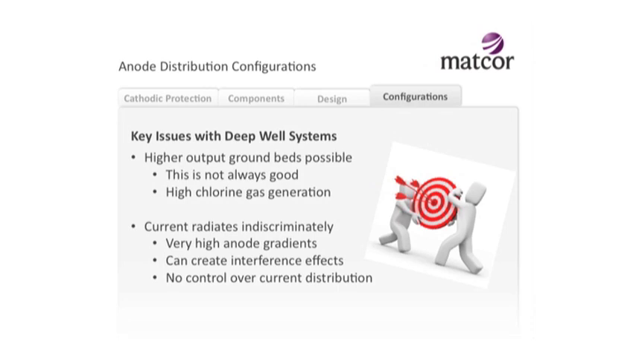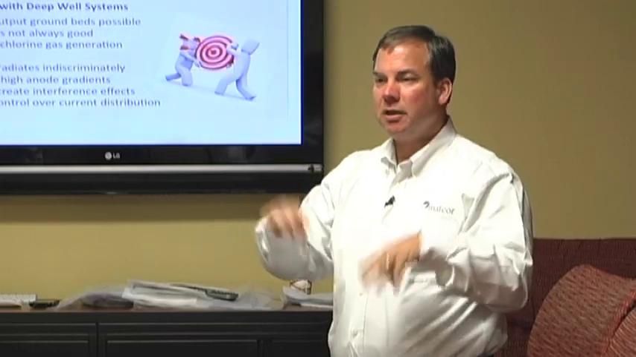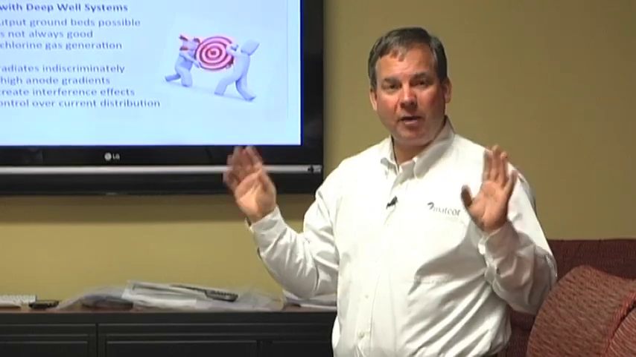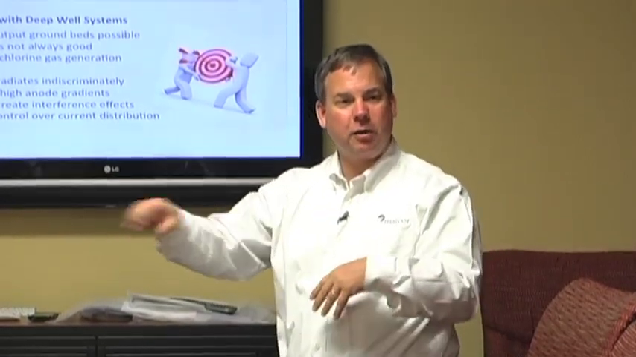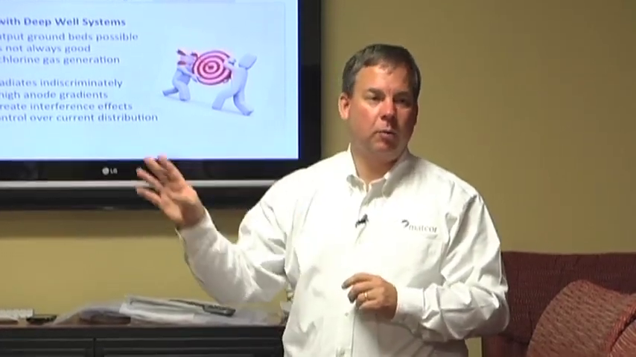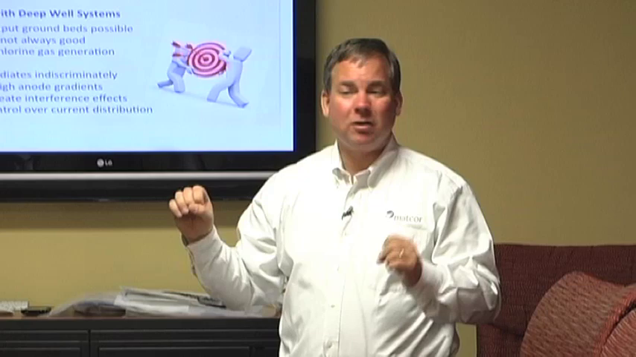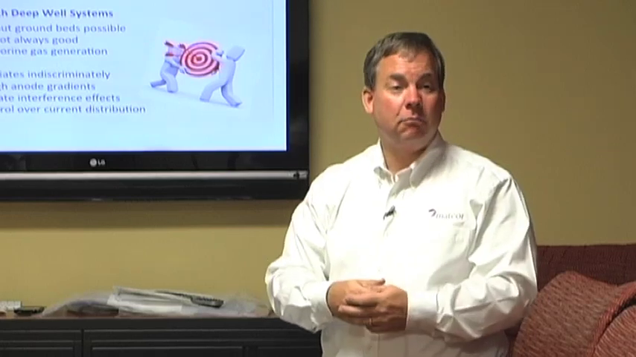Current radiates indiscriminately. I put a deep anode system in the ground, current's discharging off of it. Okay? Anything that's electrically connected to the circuit is subject to getting current. And I can't really control where it goes. If I put a deep anode system in a power plant and I've got a network of pipes in the power plant and I've got grounding and other stuff, and they're all electrically connected, I can't control where that current's going to go very well. So I have to have a lot of current to light up everything. Just like my stadium analogy, if I don't have enough current to light the whole place up, I may not have places where there's good light.